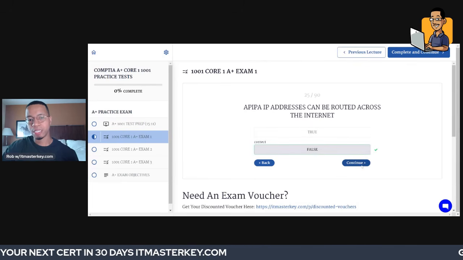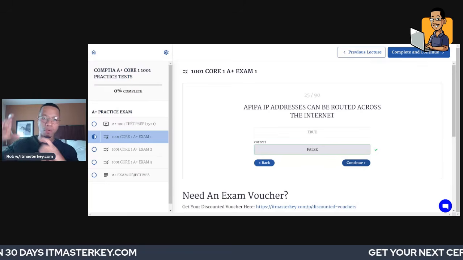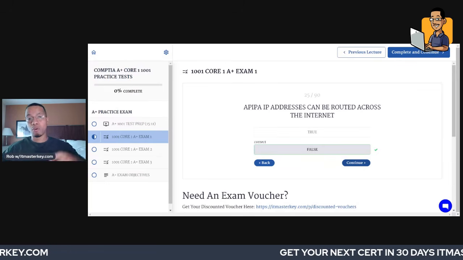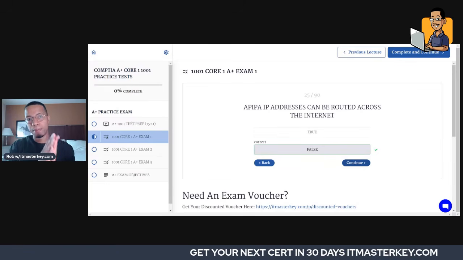So an APIPA address is a private IP address, right? So if you're on the internet, you got a public address. When you're on your local network, you have a private IP address.